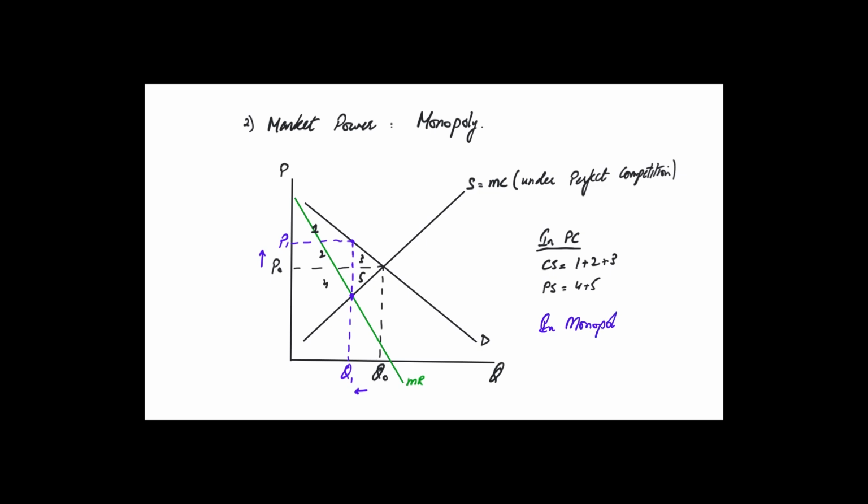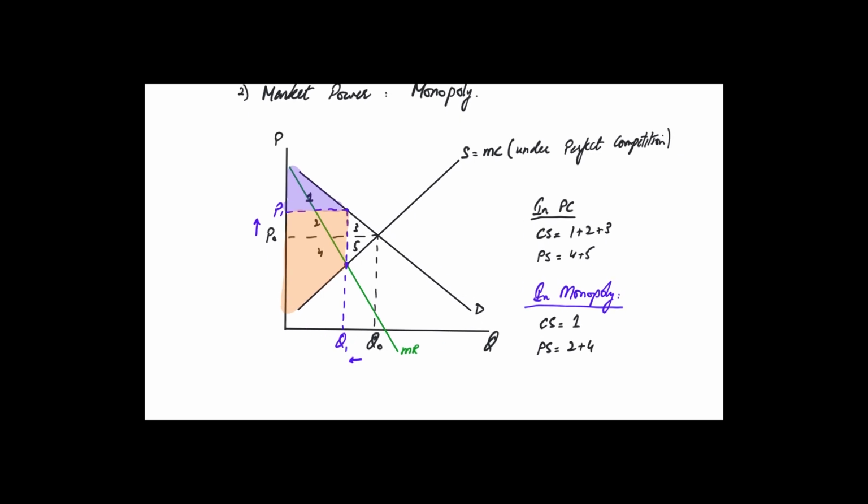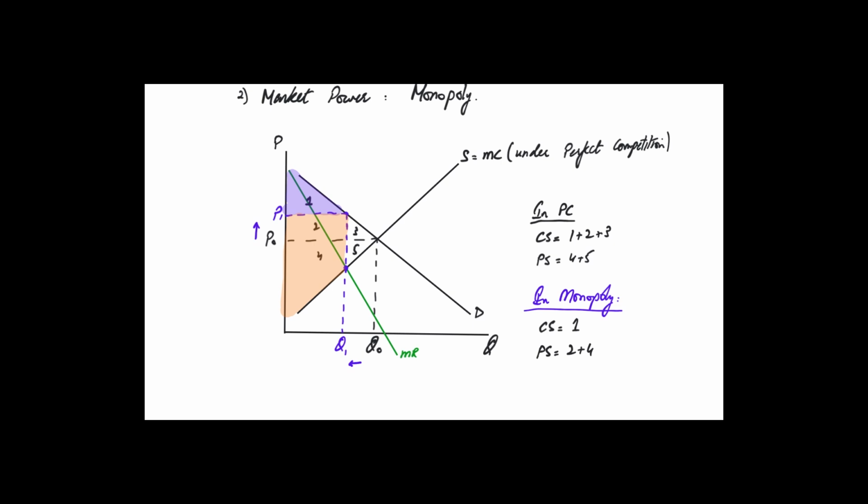Now when you talk about monopoly, this changes. Now the price has gone up to P1. So the area below the demand curve and above the market price becomes the new consumer surplus, just area 1. Whereas the producer surplus is the area above the supply curve but below the new price, the price is up there at P1. So all of this, 2 and 4, becomes the producer surplus.